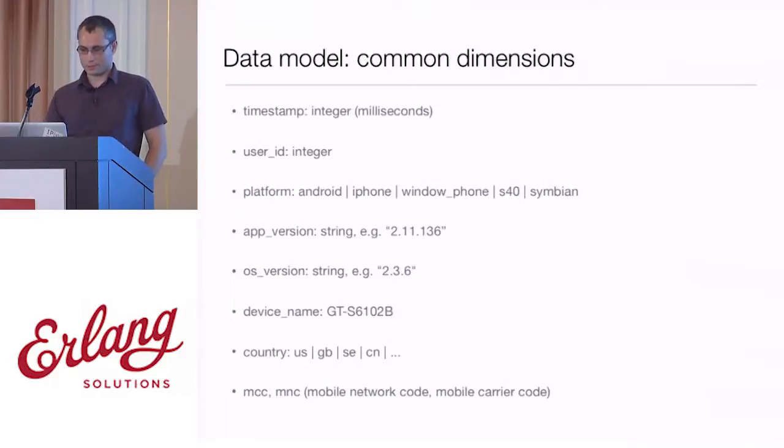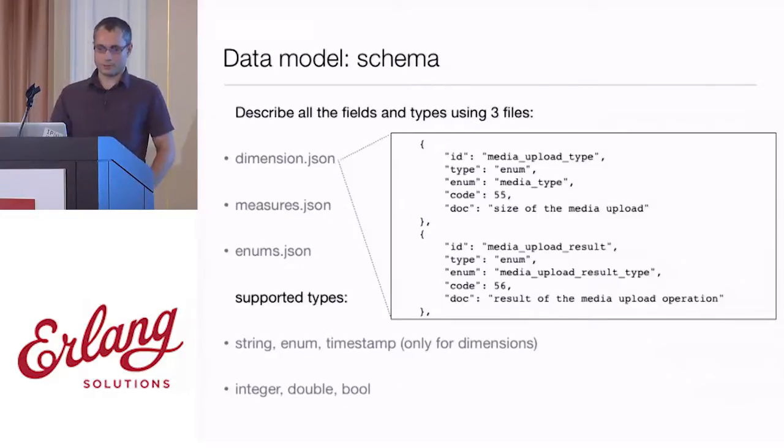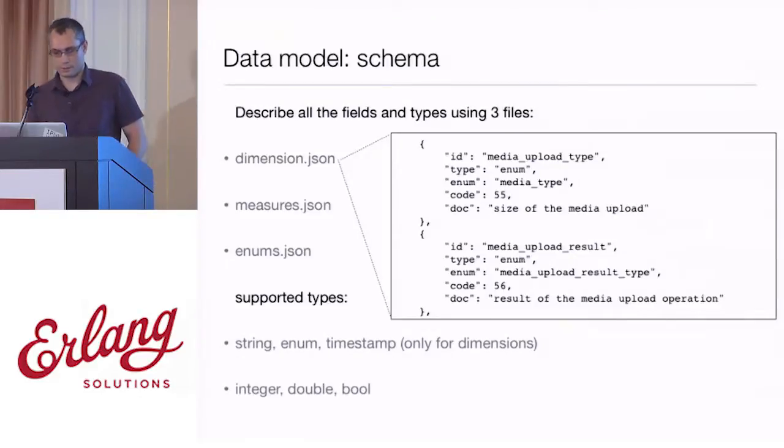So what do we do next? We actually define a schema, and we do it in a very simple and straightforward way. We have 3 files: dimensions.json, measures.json, and enums.json, and they have a very simple format. They're essentially a list of small JSON objects, and each object describes a field in the case of dimensions and measures, or an enum type. Here you can see an example of definitions of the media upload type and media upload result dimensions. For example, media upload type has an enum type, media type.